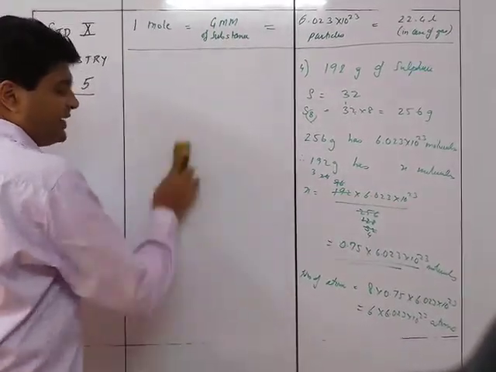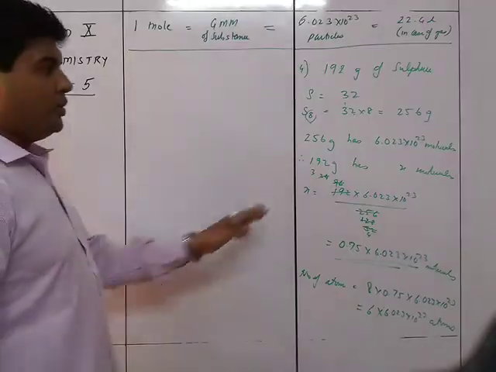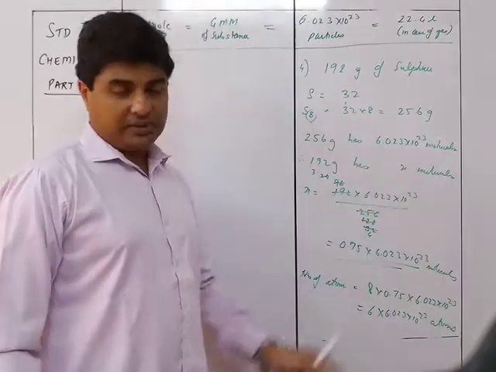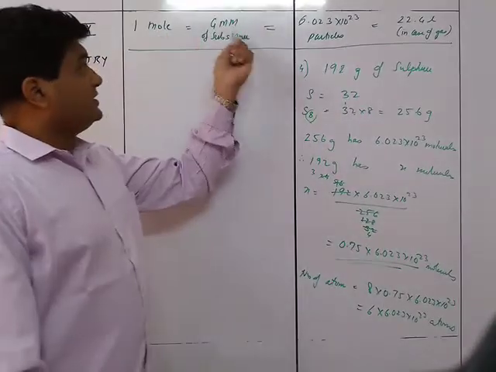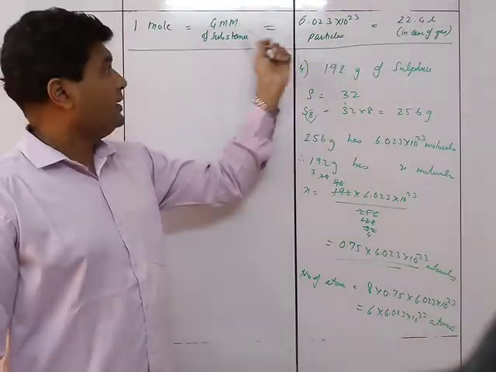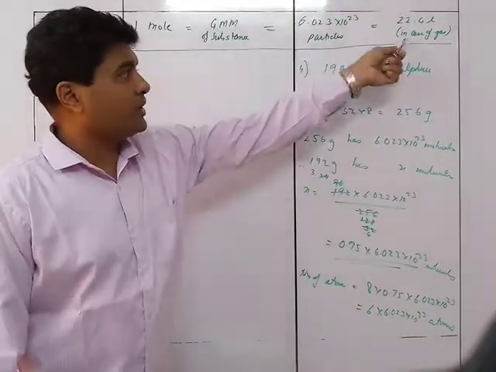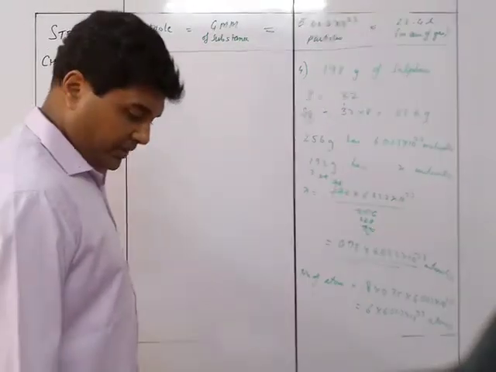You can see the sums are very easy. There is not much of a problem unless you are not able to understand this part. Then it's a different issue. But it's quite simple that you are using just this particular part. You are just using 1 mole, 1 GMM. It's just a thing which you are playing around with. It's okay. The next one.